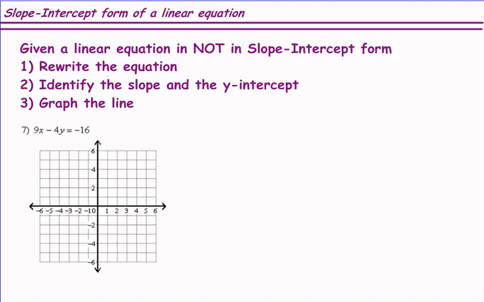Okay, now let's look at this problem. We have 9x minus 4y equals -16. So I'm going to write it up, and it's not in slope intercept form, but I'm going to practice what we just learned. I have to move the stuff that does not have a y with it to the other side. So I'm going to subtract 9x.